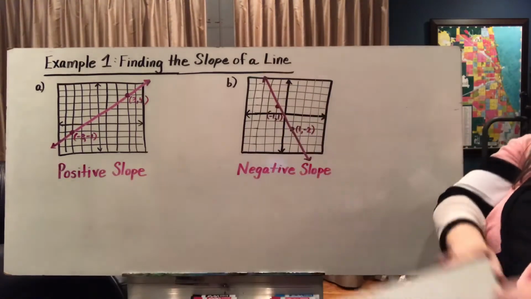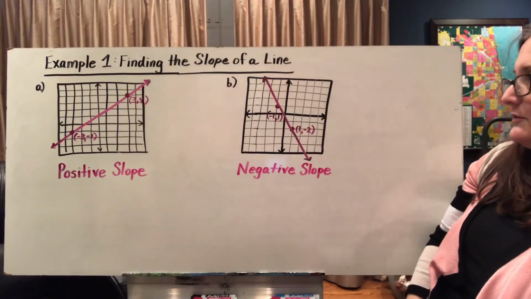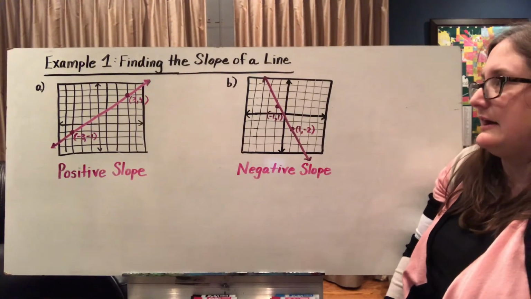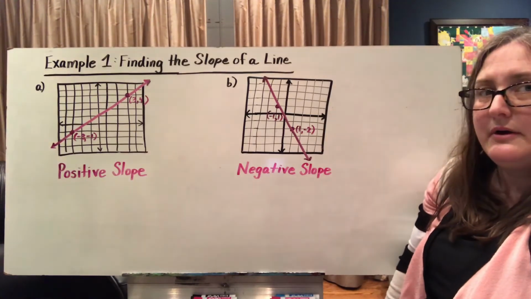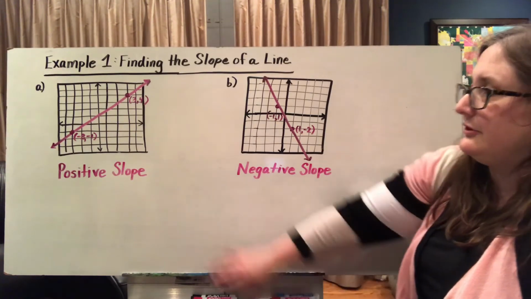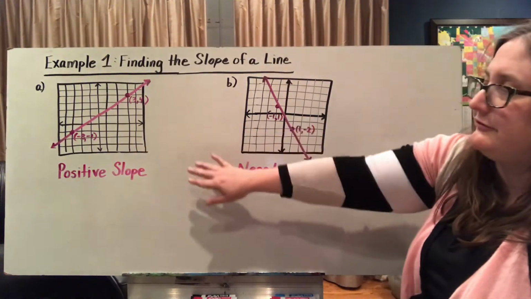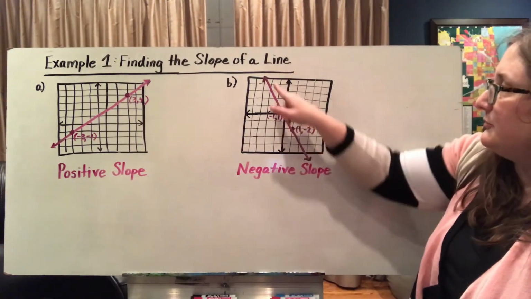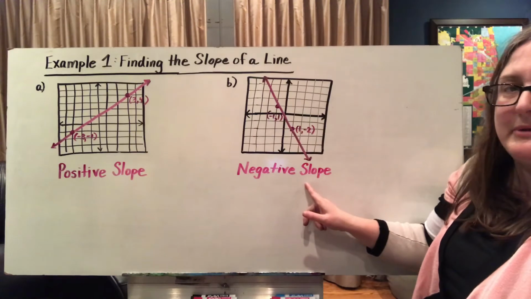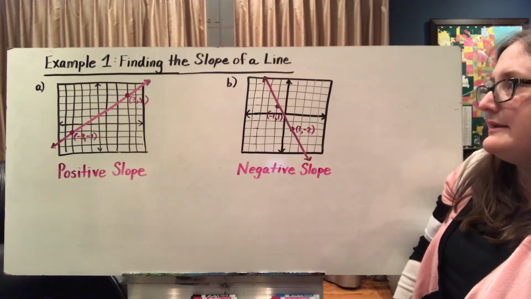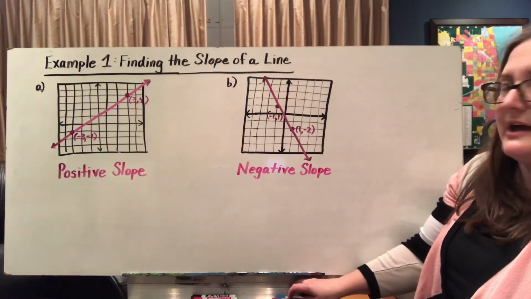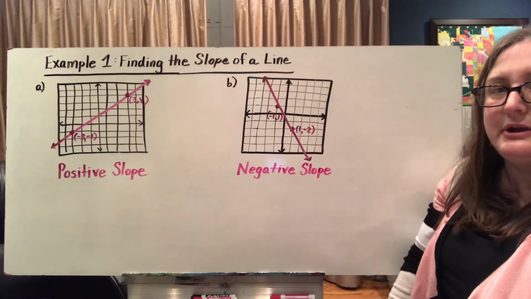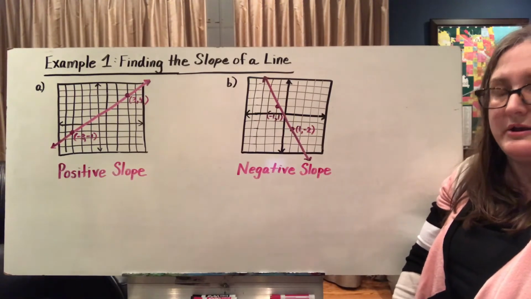So let's try to find the slope of a line. So very quickly, just from looking at these lines, I can describe the slope of the line. This one is going up from left to right, so I know my answer is going to be positive, a positive slope. This one's going down from left to right, so I'm expecting a negative slope. Now to find my slope this time, since it's on a graph, I'm going to do rise over run.